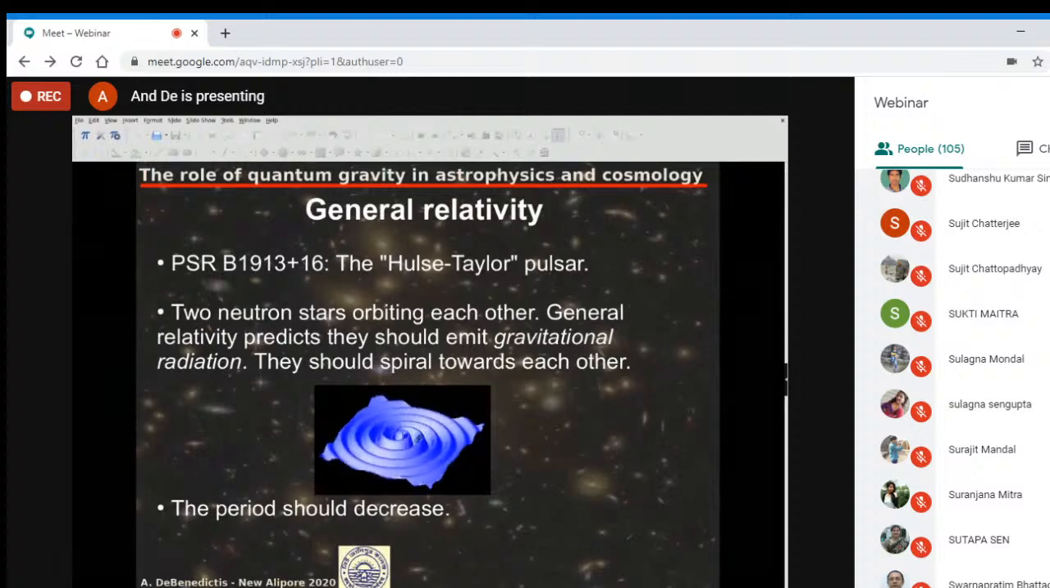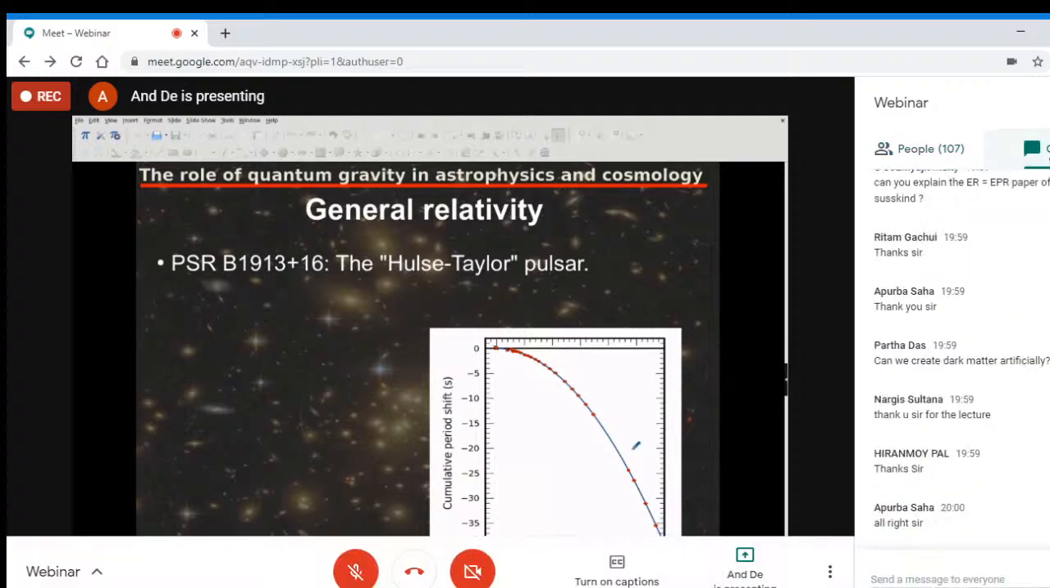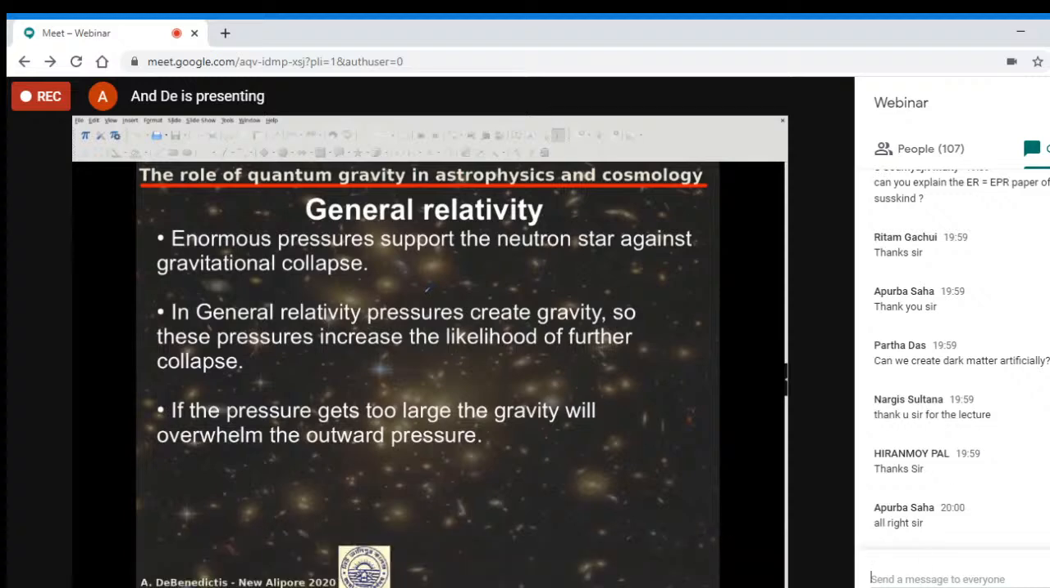And here is a picture that we saw earlier this morning. What we have here is the cumulative period shift, or the decrease in period over time, from about 1975 to 2005. The dots are the experimental results, and the solid line is the general relativity prediction. So general relativity is a very good theory of gravity. And now we are talking about the strong gravity regime, because we are talking about neutron stars, and that's where it starts to become important. So it seems to pass this test very, very nicely.